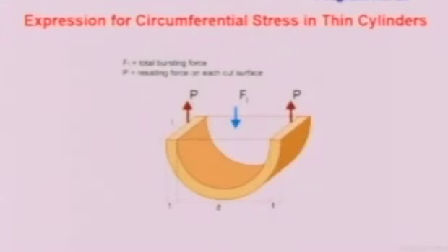Please understand, two walls have been cut, because when the cylinder bursts, the wall here and the wall here get cut. Hence we are writing two forces at the cut surface, P and P, which are equal forces because of symmetry. So the first one is the bursting force, the second one is the resisting force.